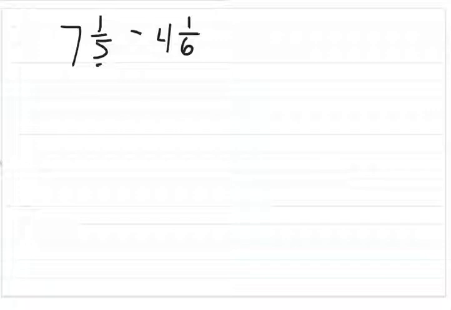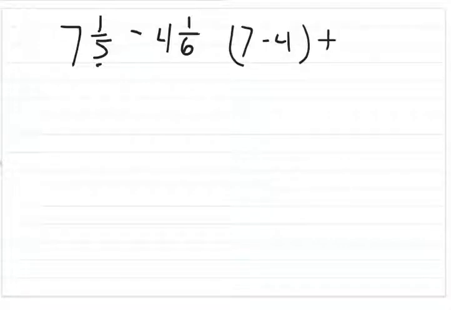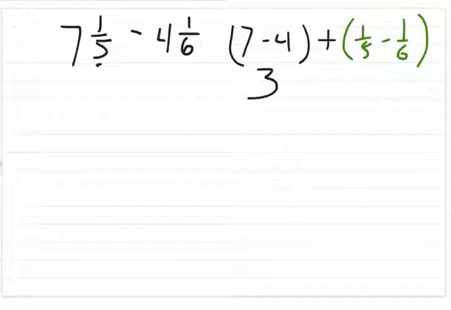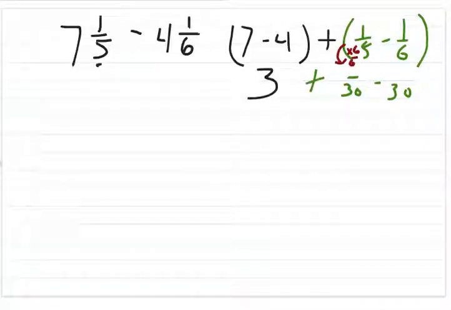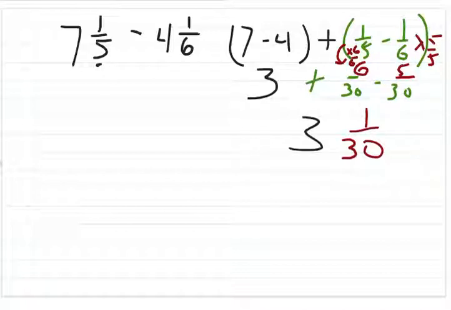Okay, so again, we're going to do whole number minus whole number plus fraction minus fraction. So 7 minus 4 is 3. I need a common denominator here for these fractions, which is 30. And to go from 5 to 30, I multiply by 6 over 6. So I know that 6/30 minus, multiply this by 5 over 5, 5/30. So 6/30 minus 5/30 is 1/30. And I bring my 3 down. 3 1/30.